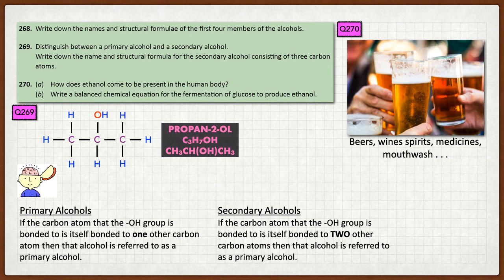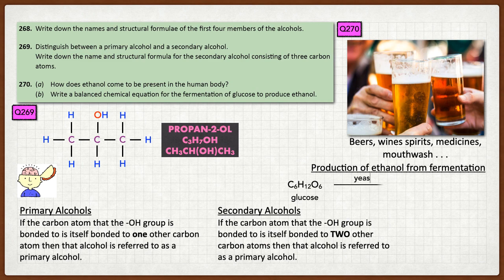And in part B, we're asked to write a balanced chemical equation for the fermentation of glucose. So this is the production of ethanol from fermentation, the process. What effectively happens here is that glucose, yeast feeds off it, produces ethanol and carbon dioxide as a byproduct. And this is how it's produced in the industry by all the major companies. And we place the two in front of the two products to generate a balanced equation.